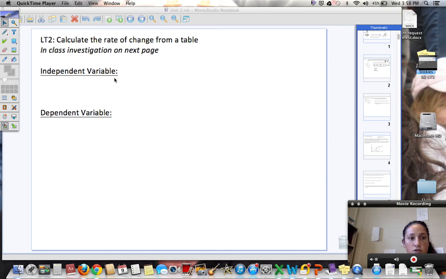So this is still Unit 2 and it's Learning Target 2. We're going to calculate the rate of change from a table. The in-class investigation we're obviously going to do in class, so don't worry about that. Right now, I want you to think of what independent and dependent mean. Think about those words and pause it. Just think about what those mean.